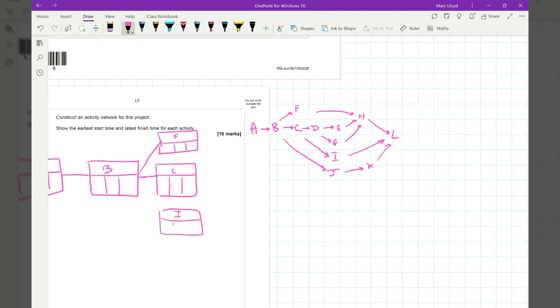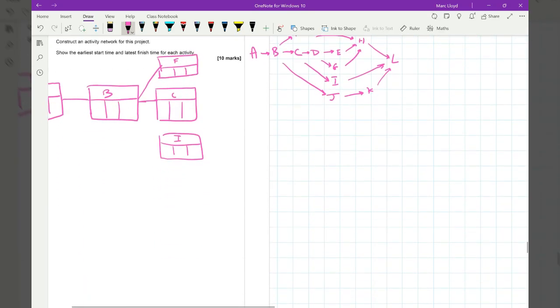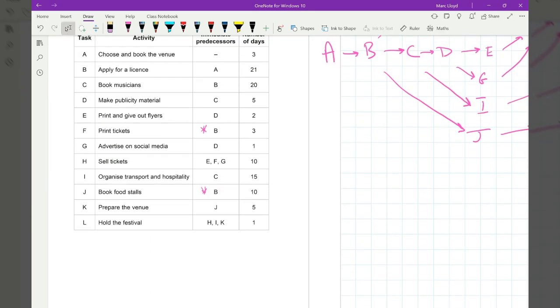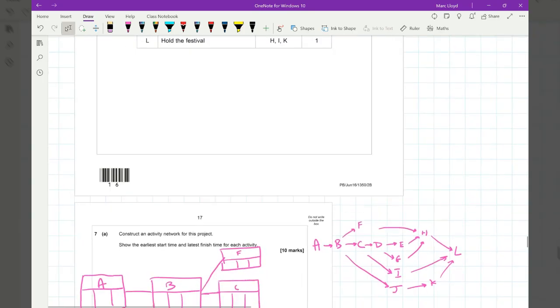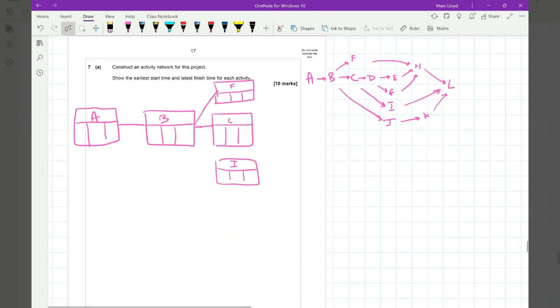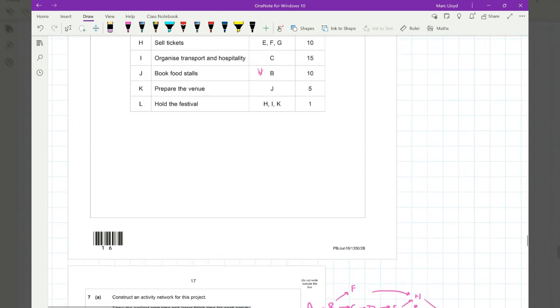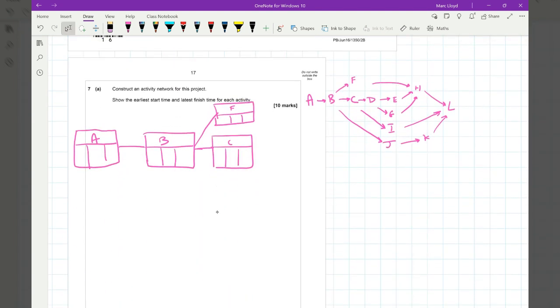So I've got I. I've got J. I just want to check the J. Yeah, it does have B behind it. F, C. I'm just checking this. So B, oh, it's C that goes to I. Yeah. So I don't have I there. Let me get rid of I. B goes to J, which I'm going to have to just put down here. That's why the sketch we did to begin with is so useful.